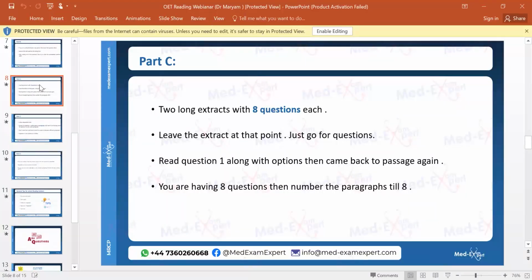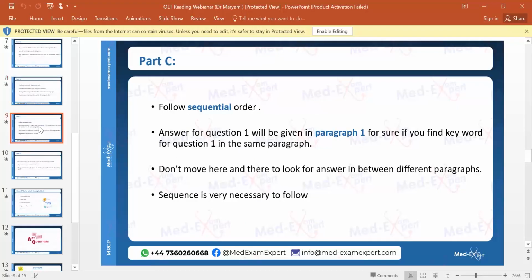Next slide, please. Thank you. So I have told you to follow sequential order. The answer for question 1 will be given in paragraph 1 for sure, if you find keywords for question 1 in the same paragraph.